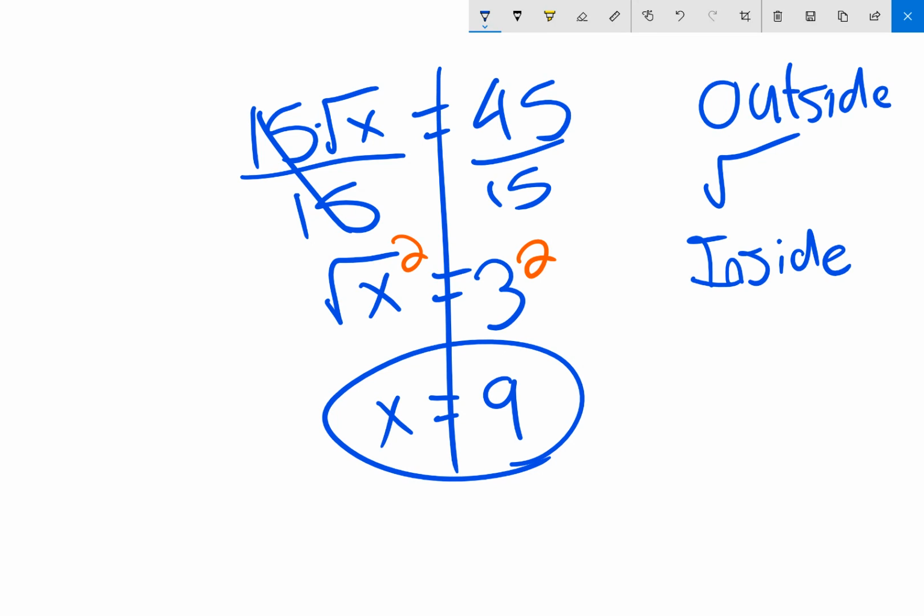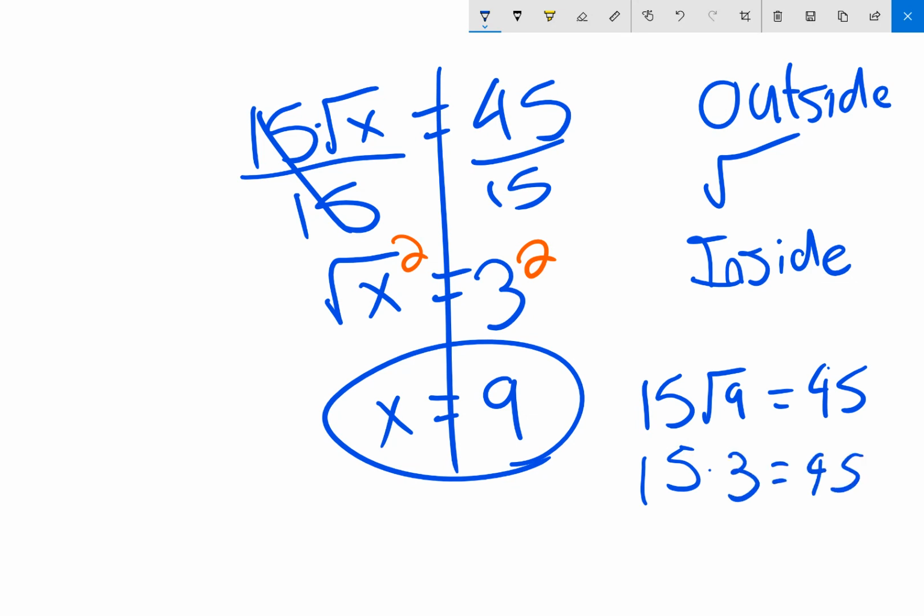And just to make sure that that is the answer, I'm going to plug it back in just to see that it fits. So 15 times square root of 9 equals 45. Let's see if that checks out. So square root of 9 is 3. So it's really 15 times 3 equals 45. And 15 times 3 does equal 45. So it does work out. It does make sense.